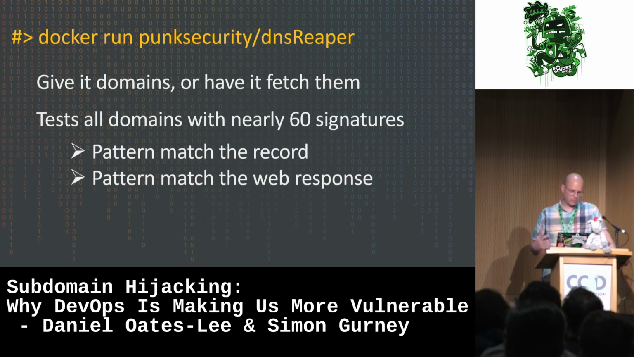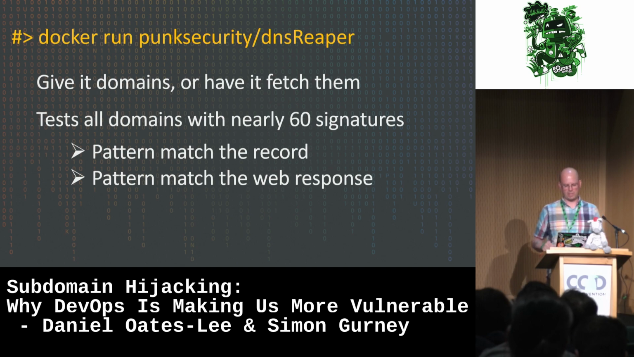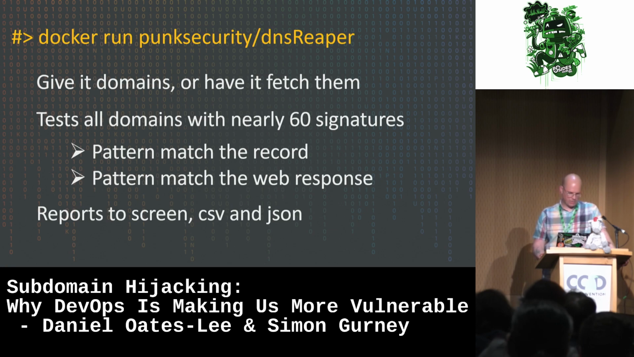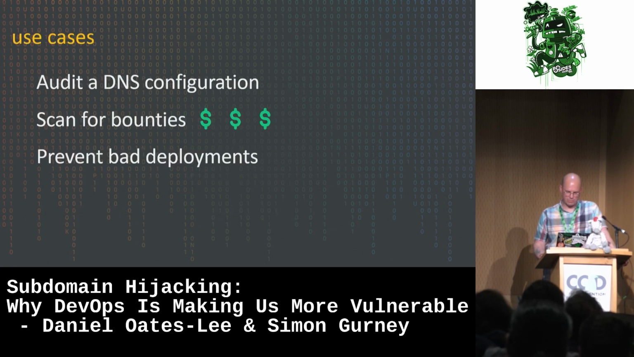It will then go through and check all of those domains and all of the A records, the CNAMEs, the NS records, and use some signatures. So rather than telling you, we think it might be susceptible, we've gone off and we've written 60 signatures which actually check that the site is more susceptible. And then we give you the results either on the screen, in a nice CSV file or a JSON file.